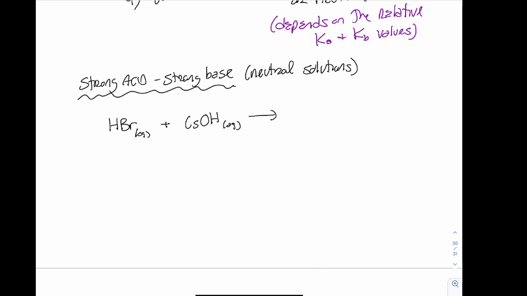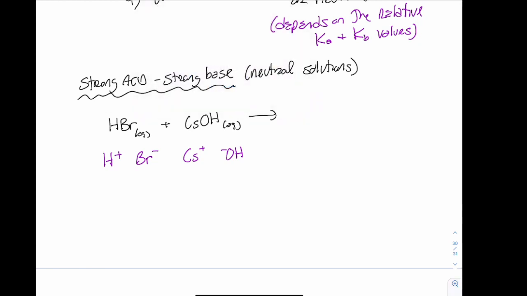And then again, remember in aqueous solution, because these are strong, my acid is completely ionized. My base is completely dissociated. So if I was to make a beaker drawing of these, I essentially just have these guys floating around.